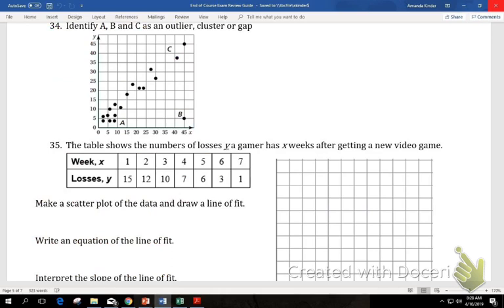Okay, I want you to identify A, B, and C on the graph as a cluster, an outlier, or a gap. Go ahead and do that real quick. What is A? What is B? What is C? Outlier. Yeah, and what is C? No, C is a gap. C is a gap. All right, there's points.